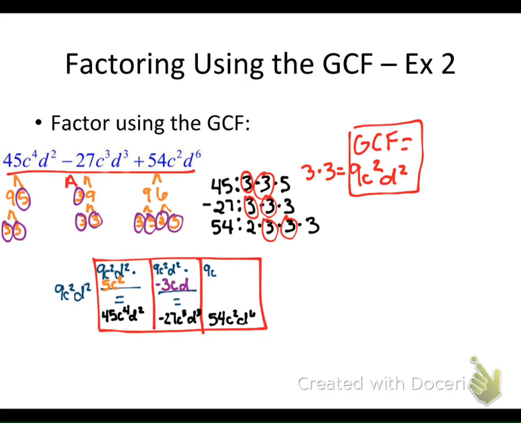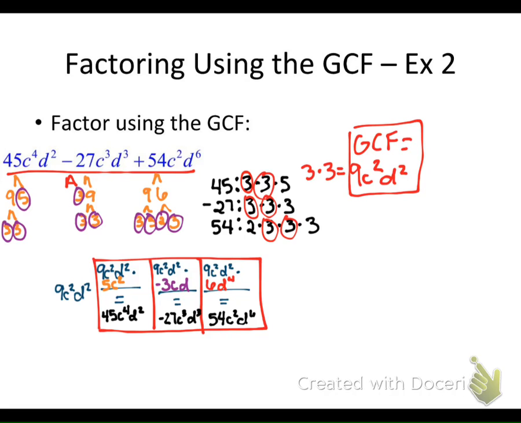All right, 9c squared d squared times blank equals 54. All right, what times 9 equals 54? 6. Thank you. 6. I have a c squared. My area is a c squared. Do I need another c? No. I have a d squared. My area is d to the 6th. How many d's do I need? 3. 4, right? So I have d to the 4th. Very good.